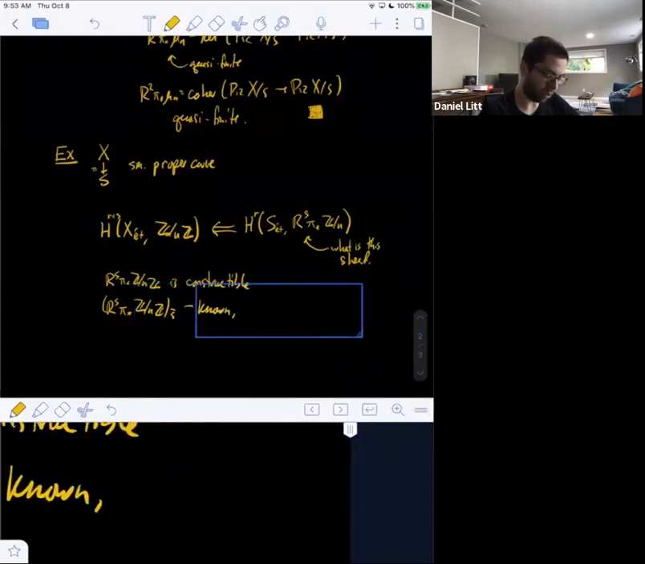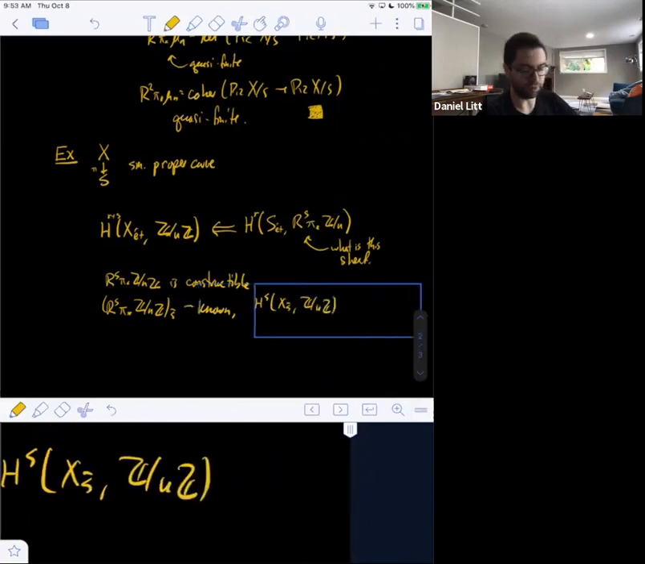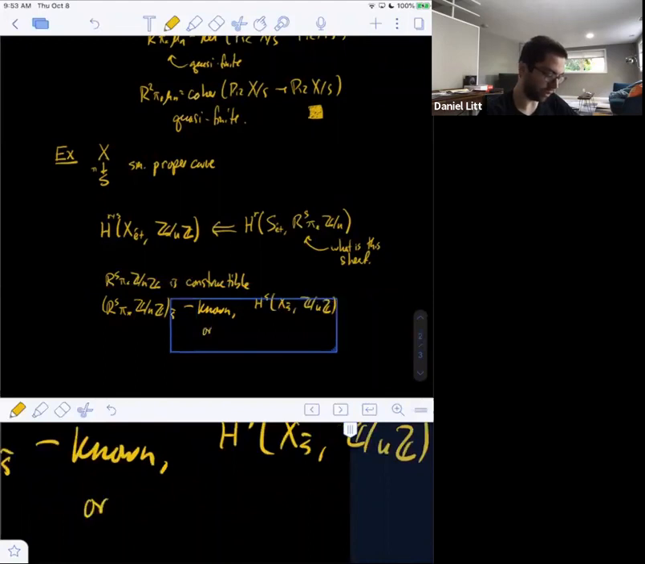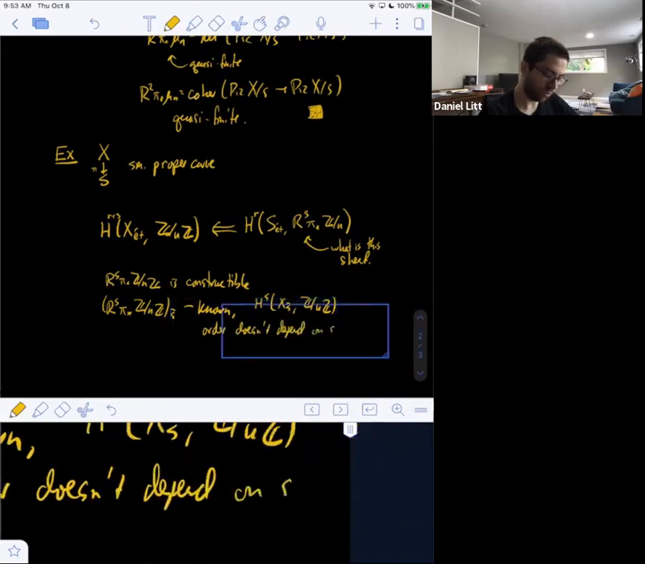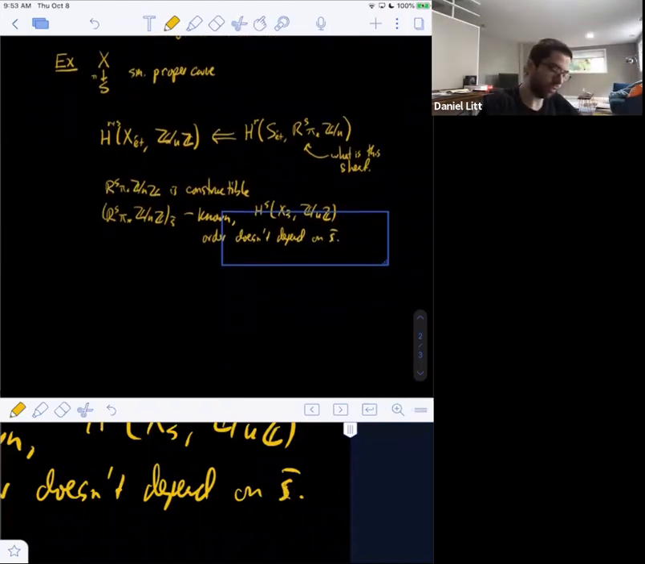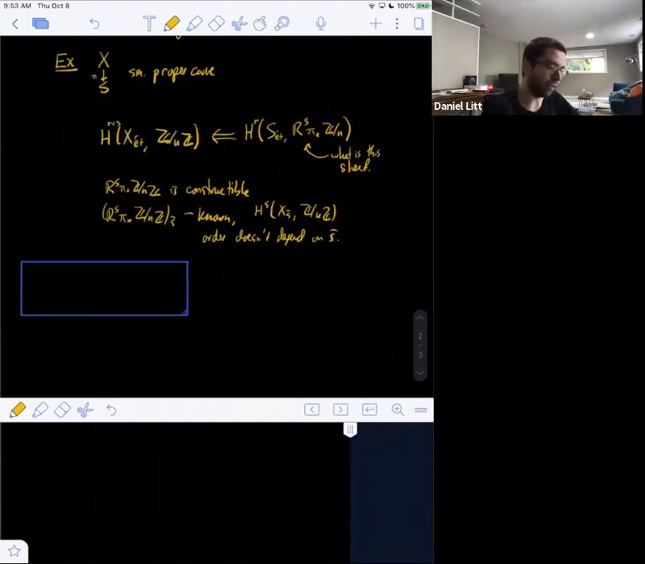Because what are they? Well, they're the cohomology, or H^s, of X_s bar with coefficients in Z mod nZ, which is something we computed. And in particular, the size of this, so the order of this, doesn't depend on s bar, sorry, I'm using s for too many things. So it doesn't depend on the geometric point we chose. So what this is saying is, once we know a little bit more, we'll be able to see that this is a locally constant sheaf.